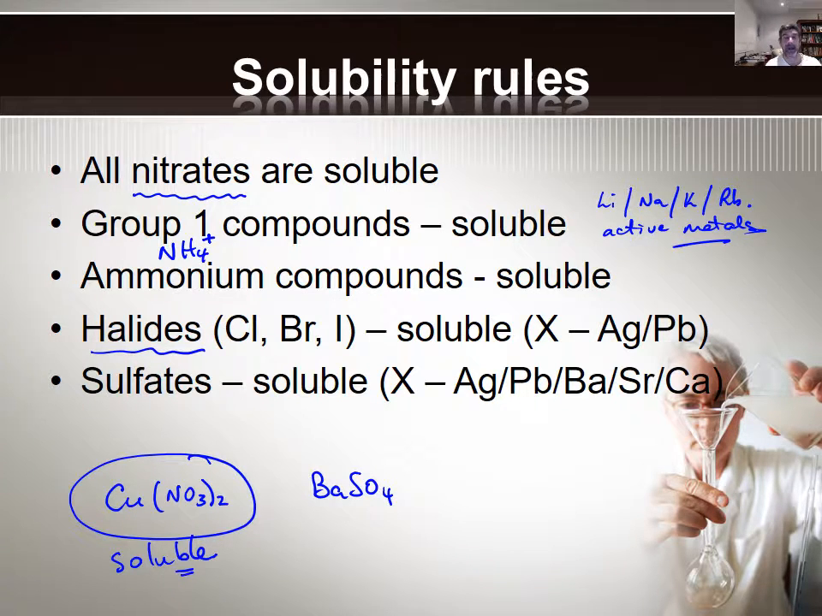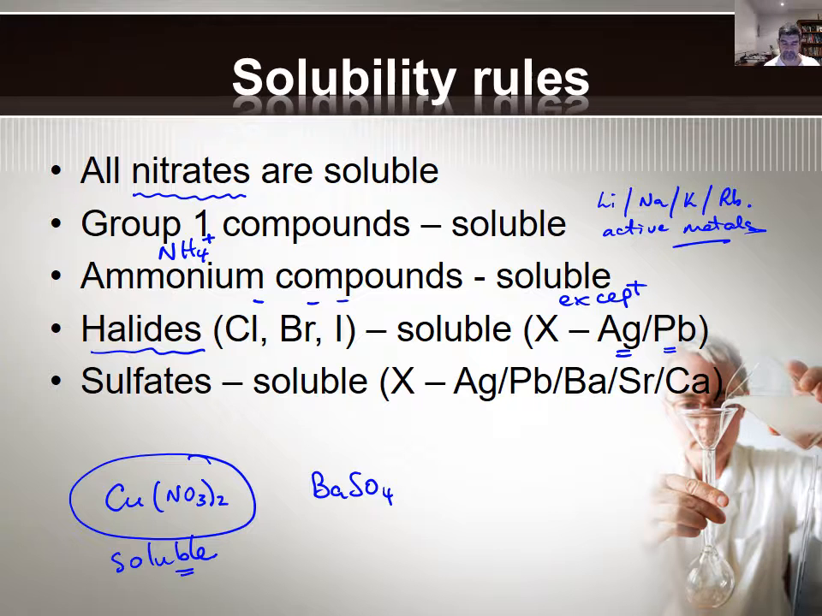The next group that are pretty much all soluble are the halides, specifically in this case chlorine, bromine, and iodine. I won't deal with fluorine in this particular video, but the chlorides, the bromides, and the iodides are all soluble with two exceptions. So the exceptions are silver and lead for the halides. So silver chloride, lead iodide, we had in the earlier slide, is an example of an insoluble halide, but most of them are soluble.